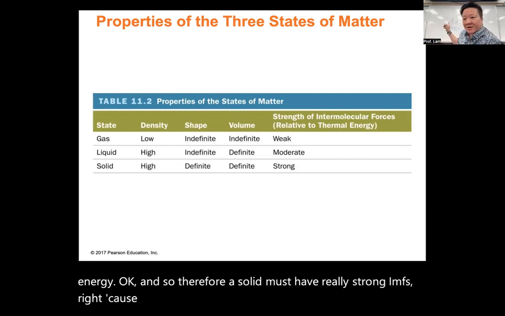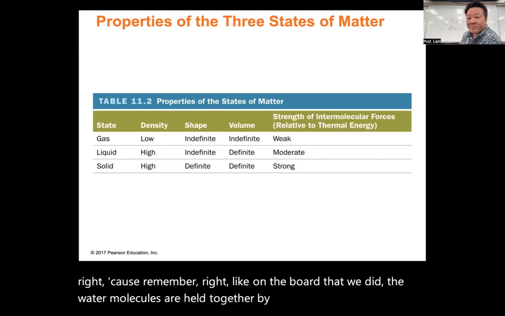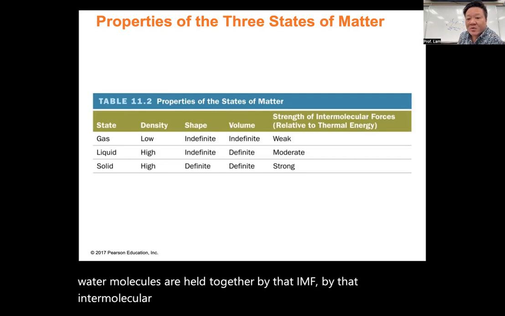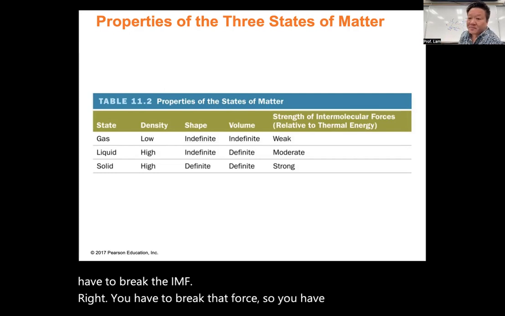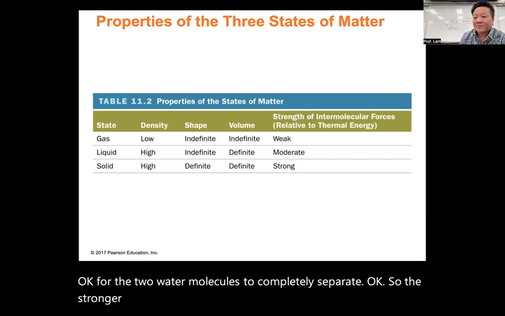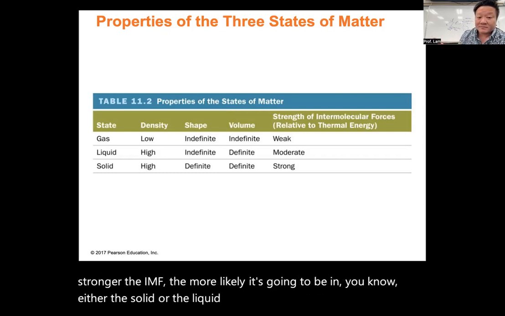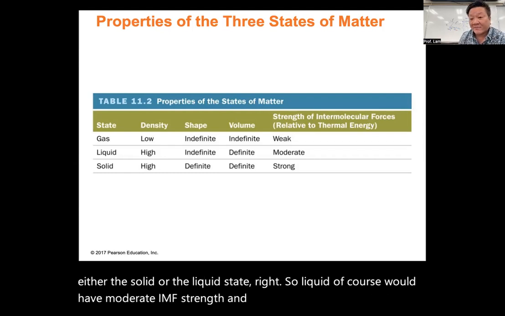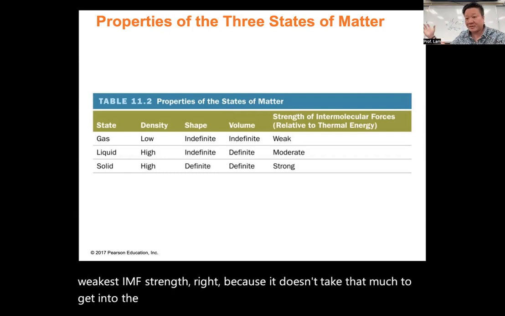Because remember, like on the board that we did, the water molecules are held together by that intermolecular force. So in order for it to go into the gas phase, you have to break the IMF. You have to break that force. So you have to input energy for the two water molecules to completely separate. So the stronger the IMF, the more likely it's going to be in either the solid or the liquid state. Liquid, of course, would have moderate IMF strength, and then the gas state would have the weakest IMF strength, because it doesn't take that much to get it into the gas phase and completely break the IMF.